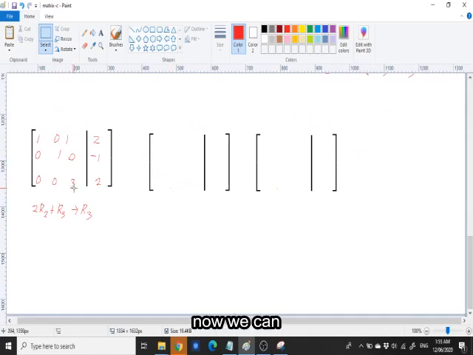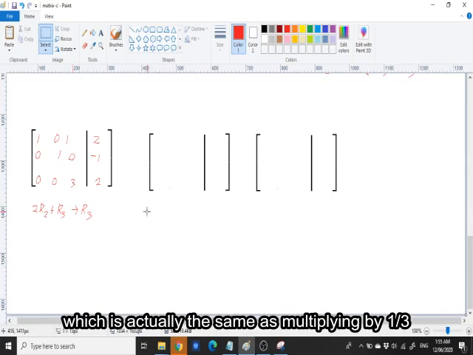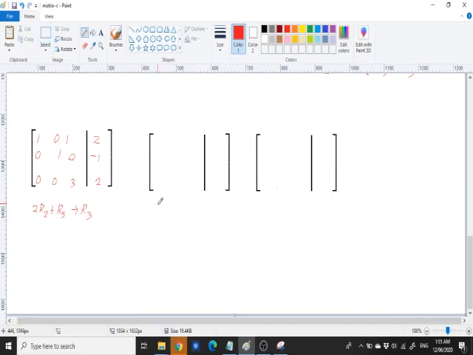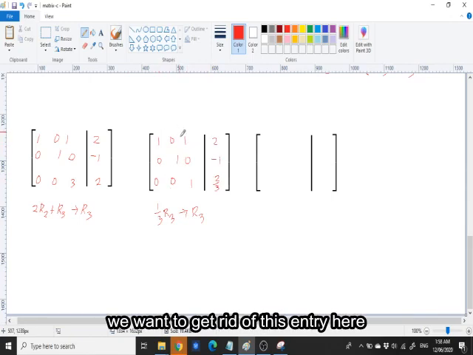Again, now we can divide this by 3, which is actually the same as multiplying by 1/3. So we'll do 1/3 of R3 and replace R3. So divide by 3 all, so 0, 0. 3 divided by 3 is 1. 2 divided by 3 is 2/3. All else the same.